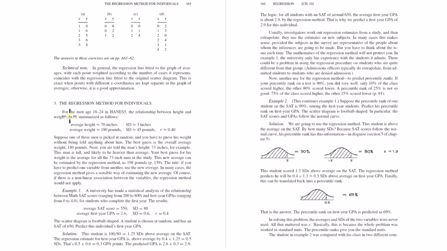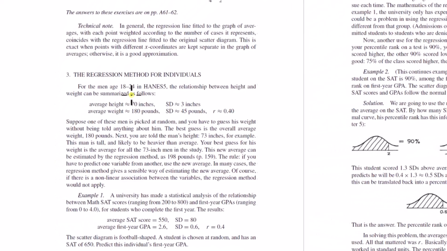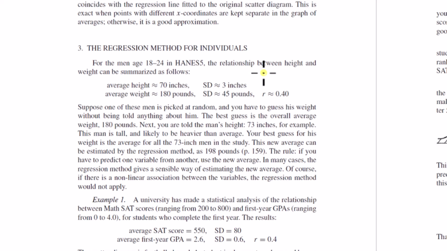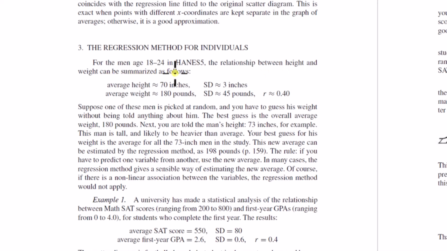So, okay, for the men age 18 to 24 in Haynes 5, the relationship between height and weight can be summarized as follows. Average height 70 inches, standard deviation 3 inches, average weight 180 pounds, standard deviation 45 pounds, r about 0.4, positive 0.4. Suppose one of these men is picked at random and you have to guess his weight without being told anything about him. Okay, so it makes it sound like we're going to be doing something different because we're picking a single man at random, but we're not.